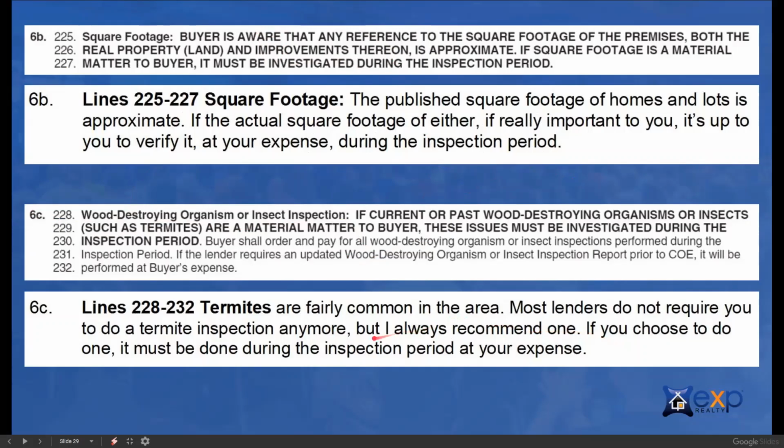And I strongly recommend you always encourage a client to do a termite inspection, because you're the one that's going to probably be the bad guy if they find out there's termites after close of escrow, if they've not done one.